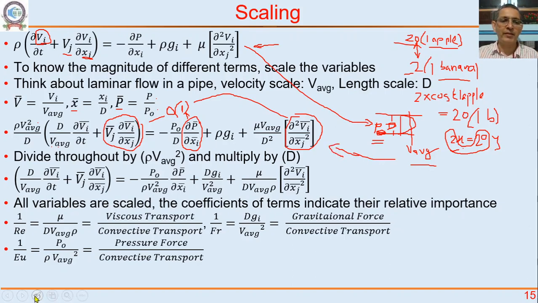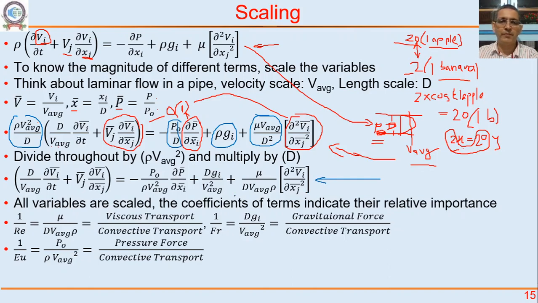I have to compare the relative importance. I have to compare the coefficients: this coefficient, this coefficient, this coefficient, and this coefficient. The way we do that is you multiply it throughout by D and divide throughout by rho V average square. Okay, you will get this equation.